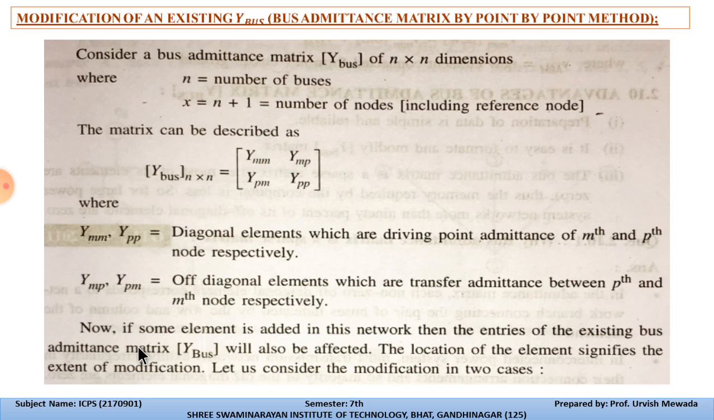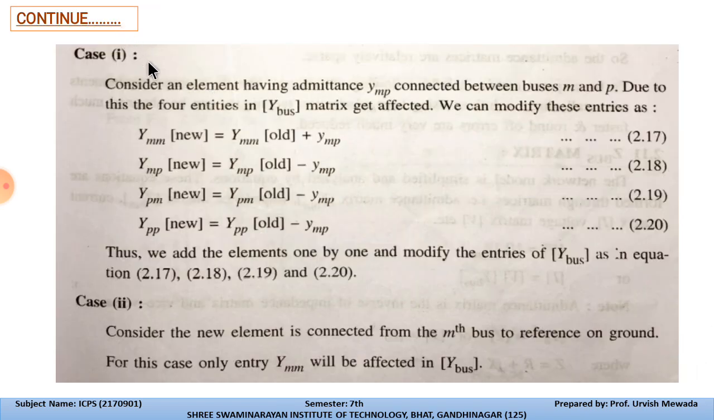Now if some element is added in this network, then the entries of the existing bus admittance matrix Y bus will also be affected. The location of the element signifies the extent of the modification. Let us consider two cases of modification. Let us start with case number 1. Consider an element having admittance Ymp connected between bus m and p.